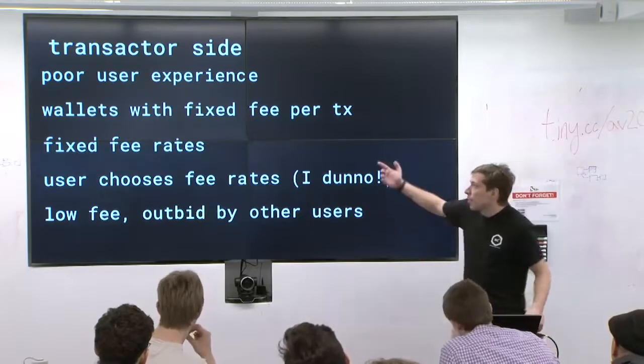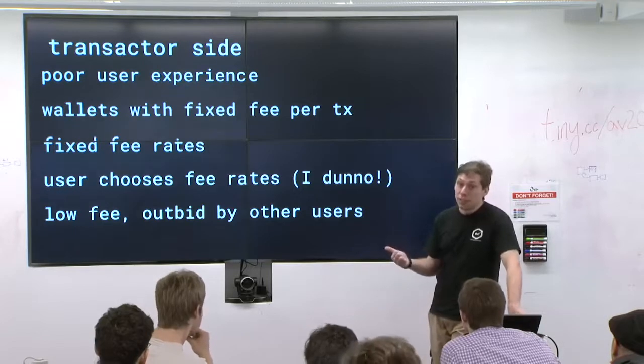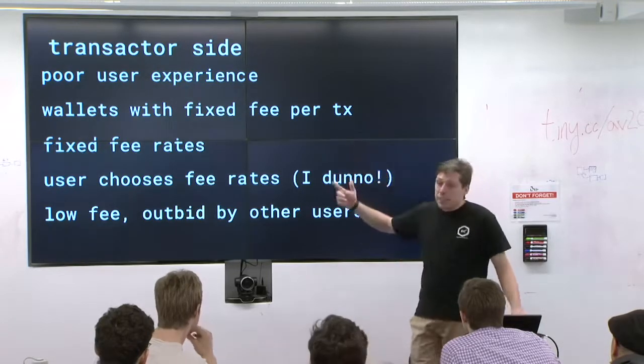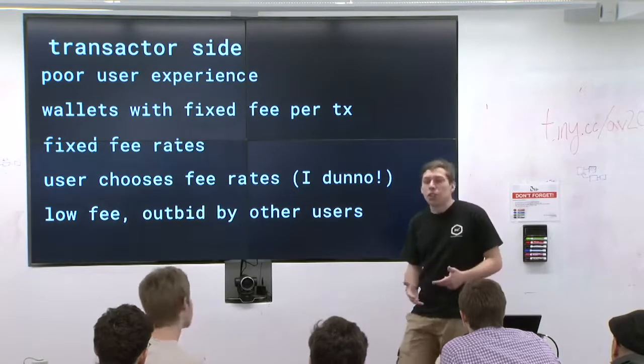And so the wallets, a lot of times, would either have 0 fee completely, or a fixed fee per transaction, which is also really suboptimal. They just say, okay, I'll pay 100 Satoshis per transaction.